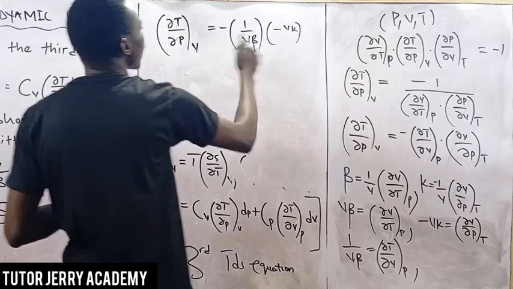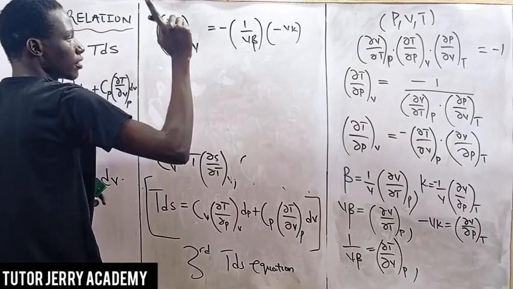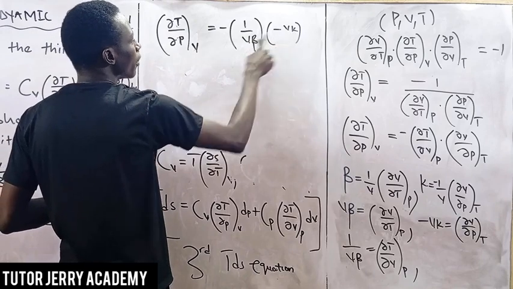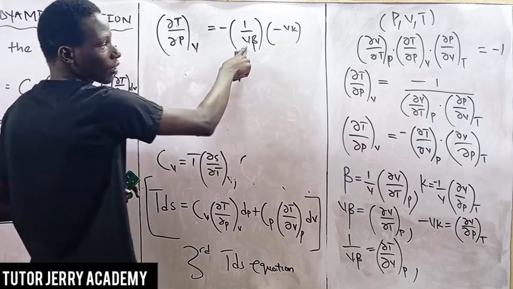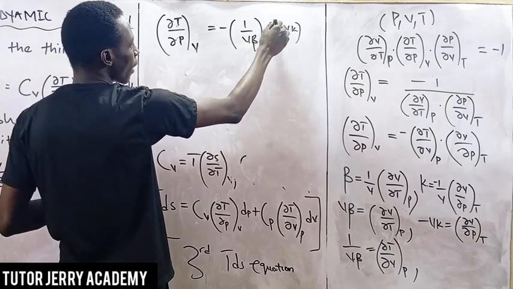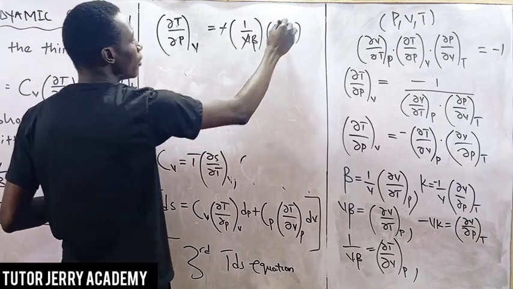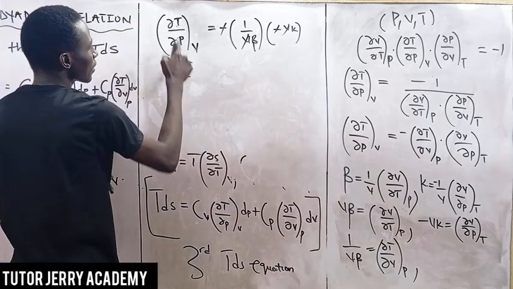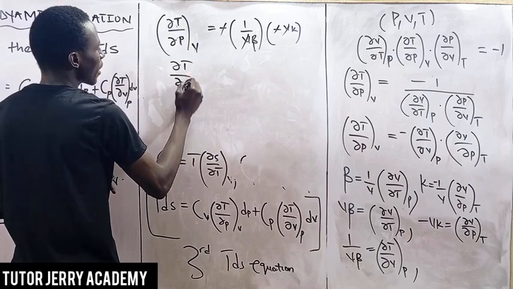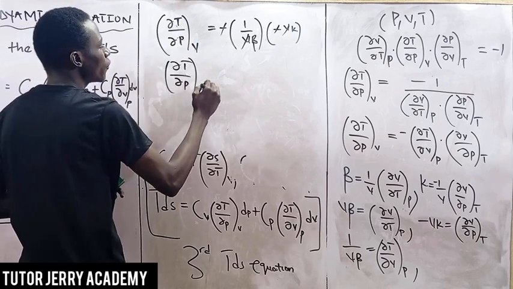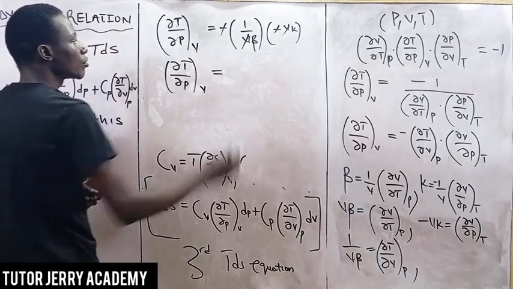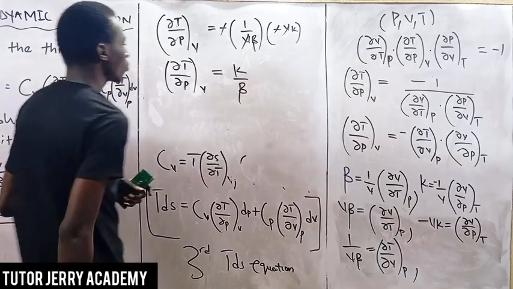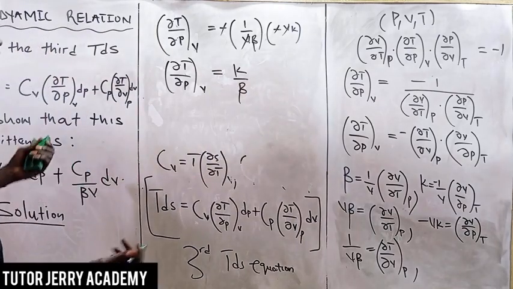So if we multiply, minus multiplied by minus is plus, we are going to have vk all over vb. And of course, you know that v can go with v. We have minus going with minus, we have v going with v. This implies that this equation will now become the partial derivative of t all over the partial derivative of p, keeping v constant, will be equal to nothing but k all over b. This is what we have. Nothing but k all over b.